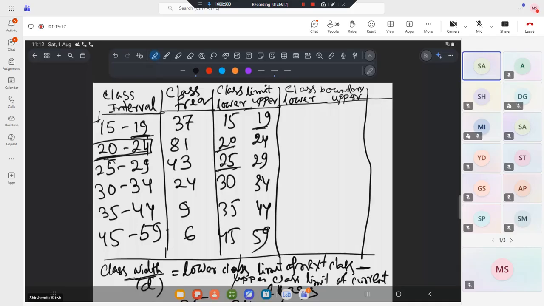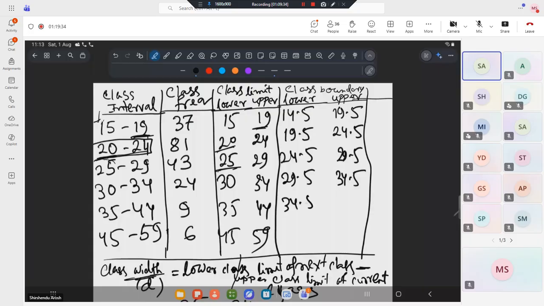So it should be 14.5 minus 19.5, it will be 19.5, 24.5, 24.5, 29.5, 29.5, 34.5, 44.5 to 44.5, 44.5 to 59.5. Right? That's how basically you can find out, and you can see now there is no gap.